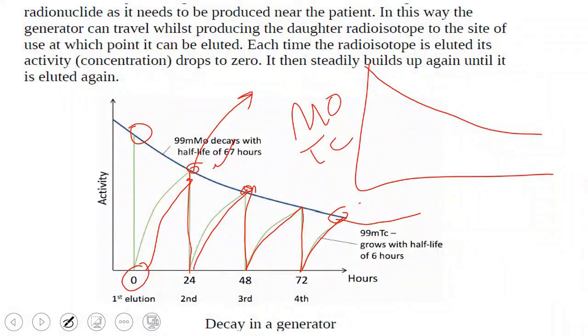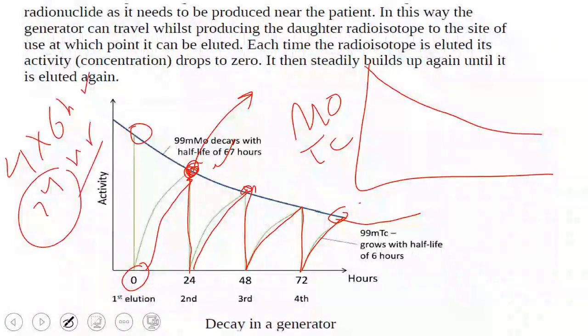The relationship between them is called transient equilibrium. What is transient equilibrium? It is the point where their activities become equal. This happens when technetium has gone through 4 half-lives. 4 half-lives mean 4 times 6 hours, which equals 24 hours.